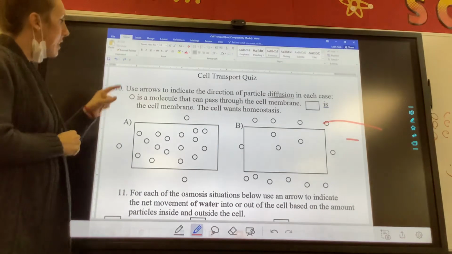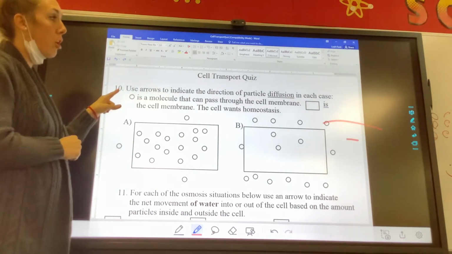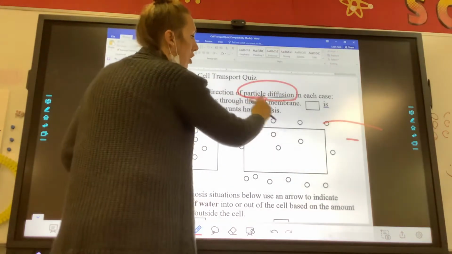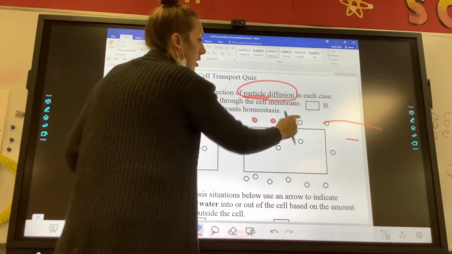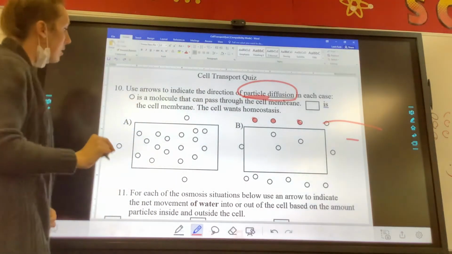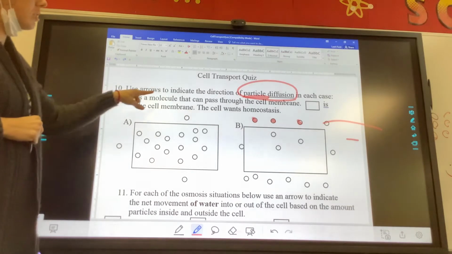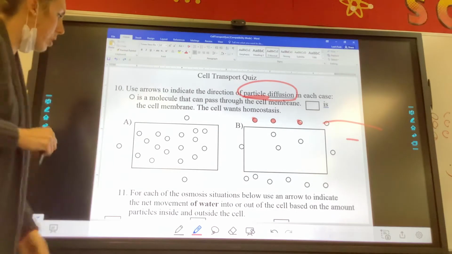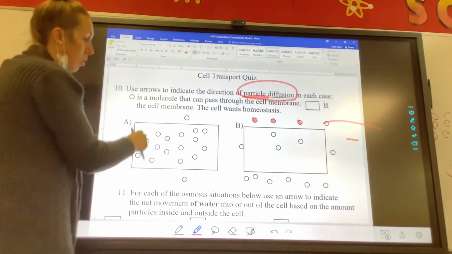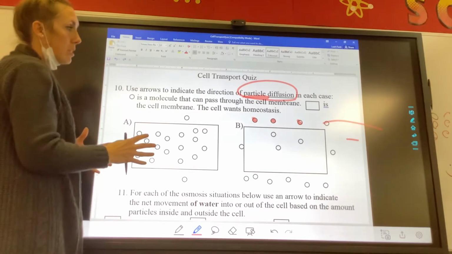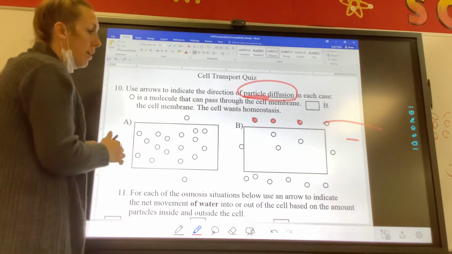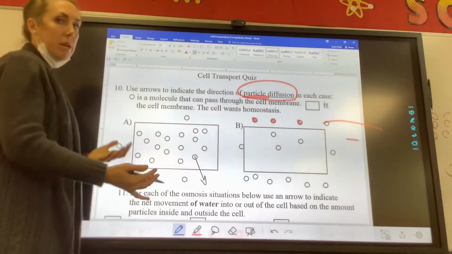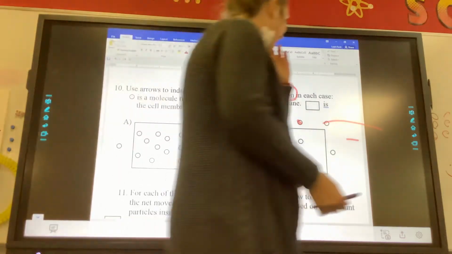Okay, for number 1, it says use arrows to indicate the direction of particle diffusion. So we are talking about particle diffusion. The actual particles are able to diffuse across the membranes. These are the particles, and they pass through the cell membrane, the square, and they want homeostasis. You can count, but I do see a whole bunch on the inside. So in order to maintain homeostasis and have an equal concentration on both sides, the particles here are going to diffuse outside. You only need to put one arrow. You could have put a bunch, but outside.